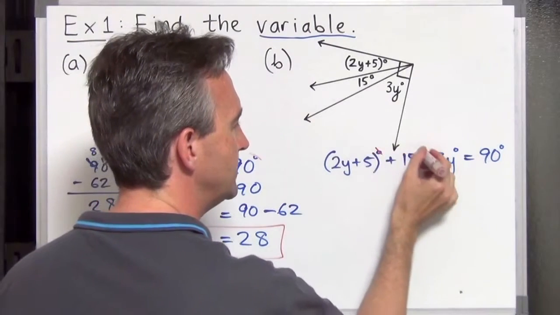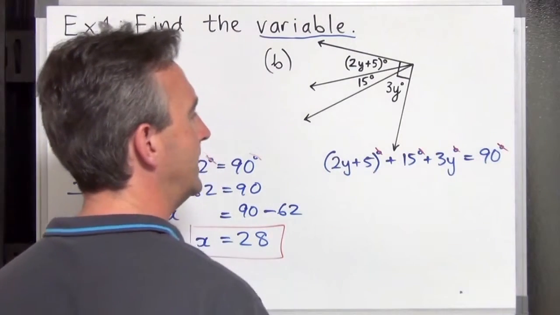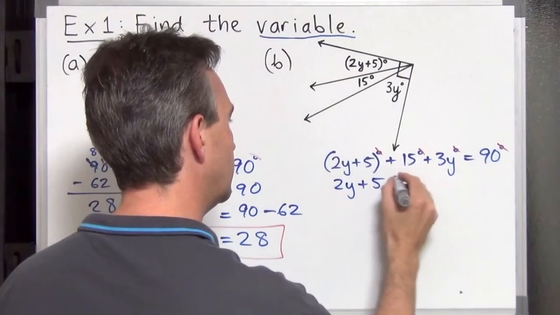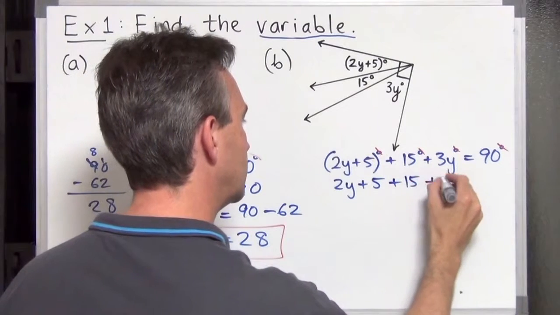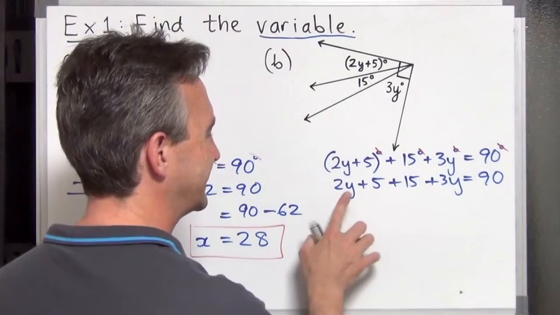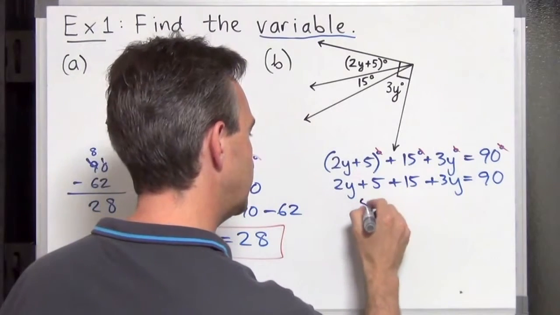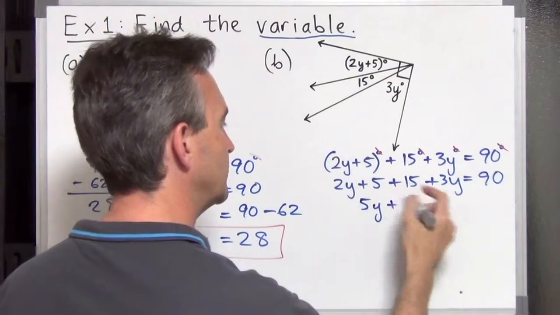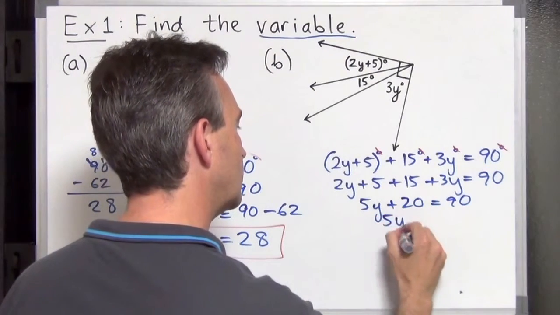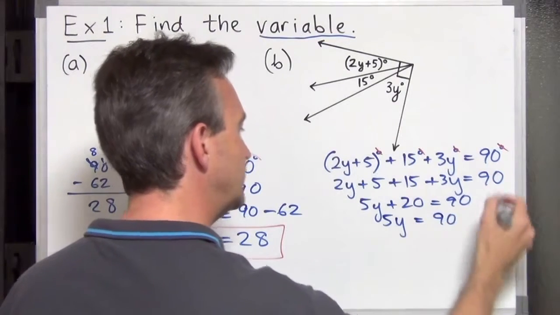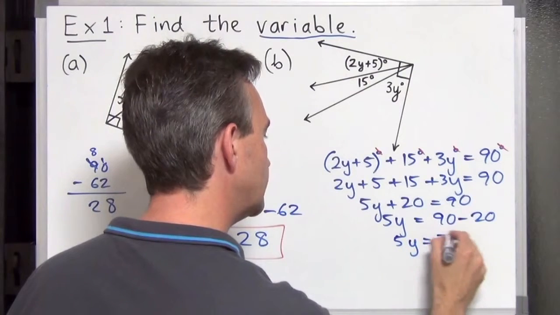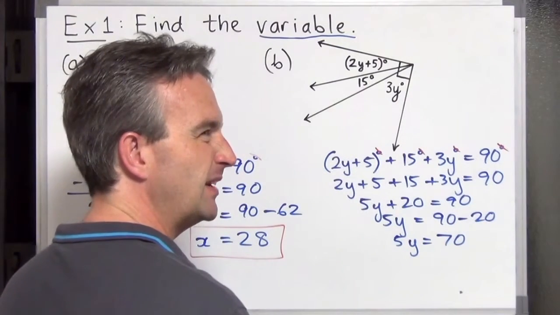Let's just get rid of these degree symbols, knock them all off, and rewrite the equation. So 2y plus 5 plus 15 plus 3y equals 90. This will take a few more steps. Let's collect like terms first. 2y plus 3y is 5y. 5 plus 15 is 20, equaling 90. Like I did before, 5y equals 90, and bring the 20 to the other side, it becomes minus 20. 5y equals 70. 70 divided by 5, I don't know.